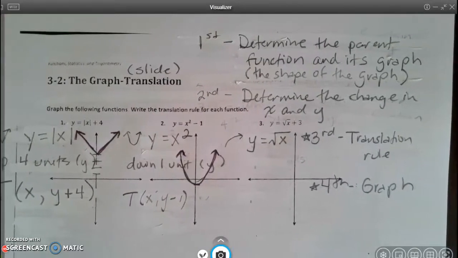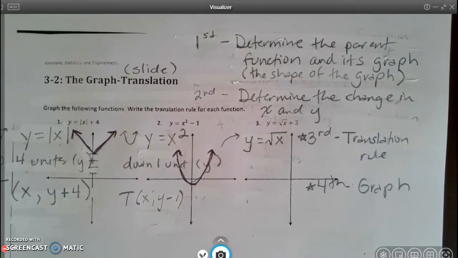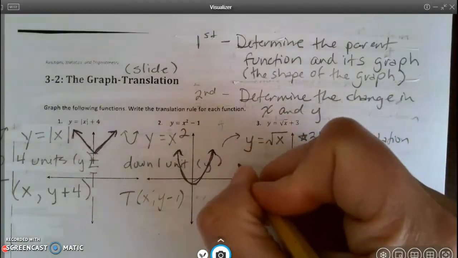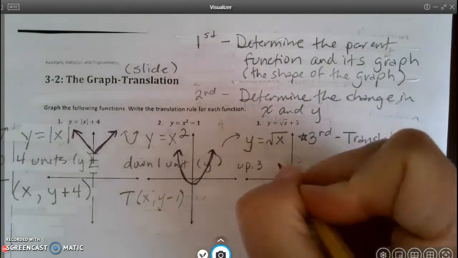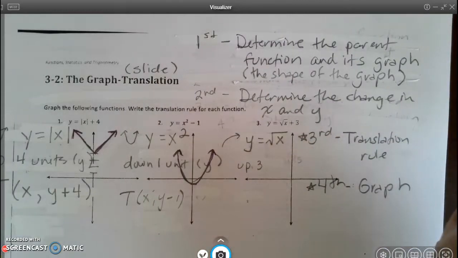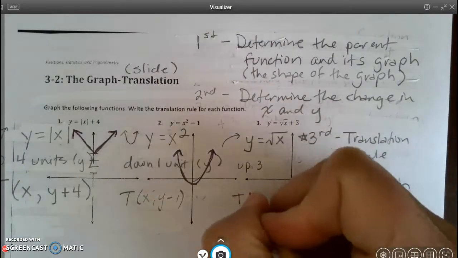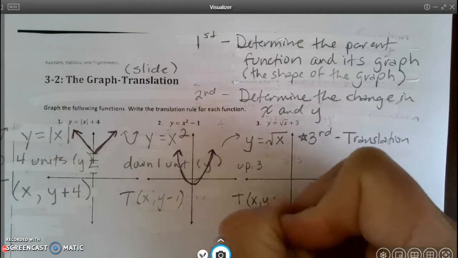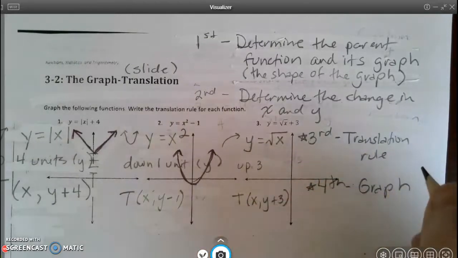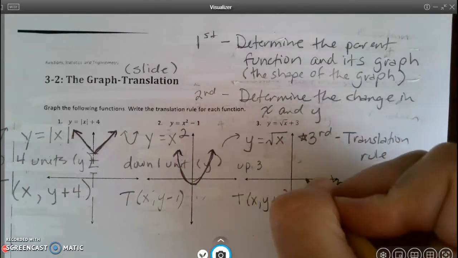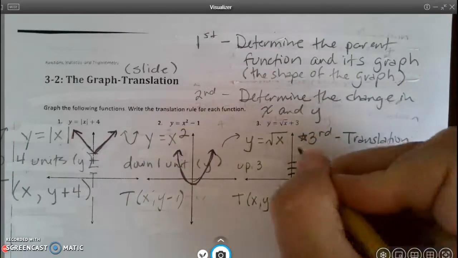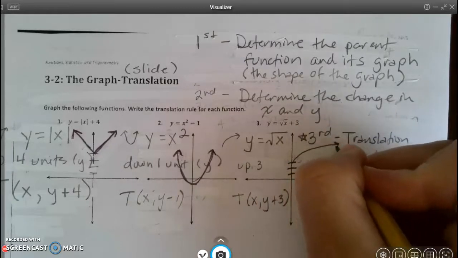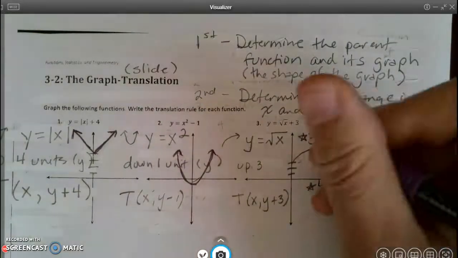Okay, let's go to number 3. Now, based on numbers 1 and 2, I'm having a feeling that I think I know what's going to happen here. I think that plus 3 is going to make the graph move up 3, which is going to affect the y, which would make my translation rule x, y plus 3, and it would make my graph go up 3, 1, 2, 3, and then just the same shaped graph. And I'll do that in another color.